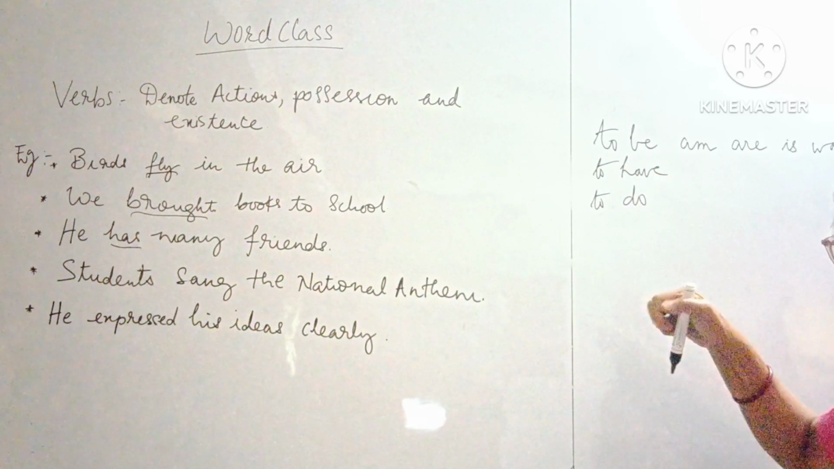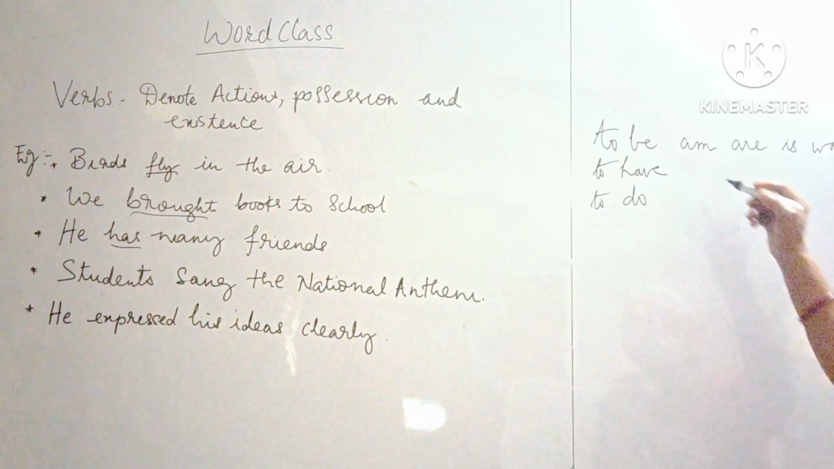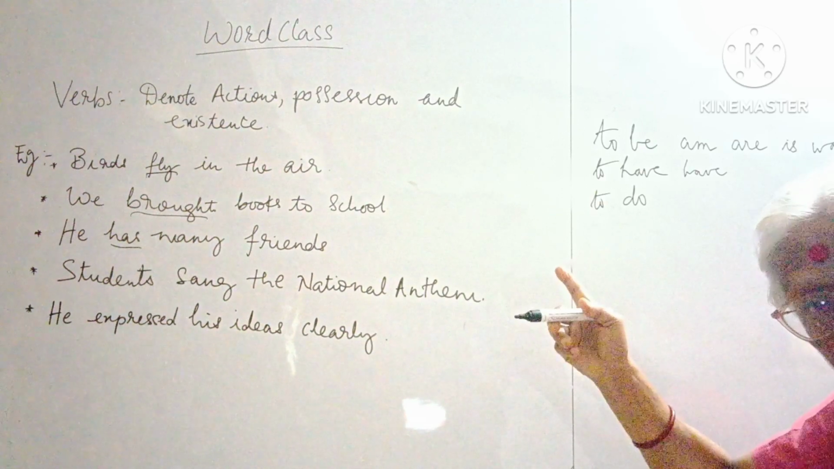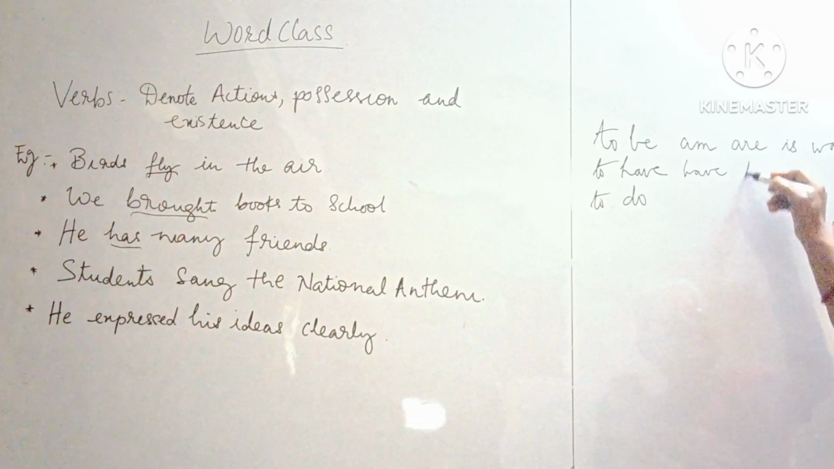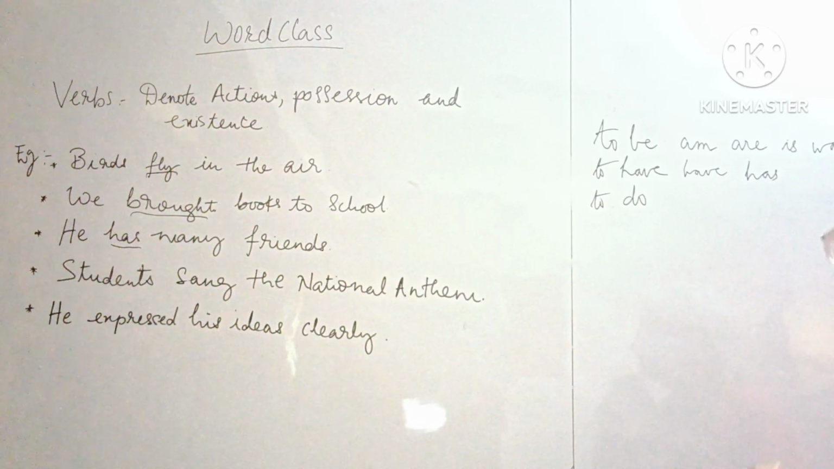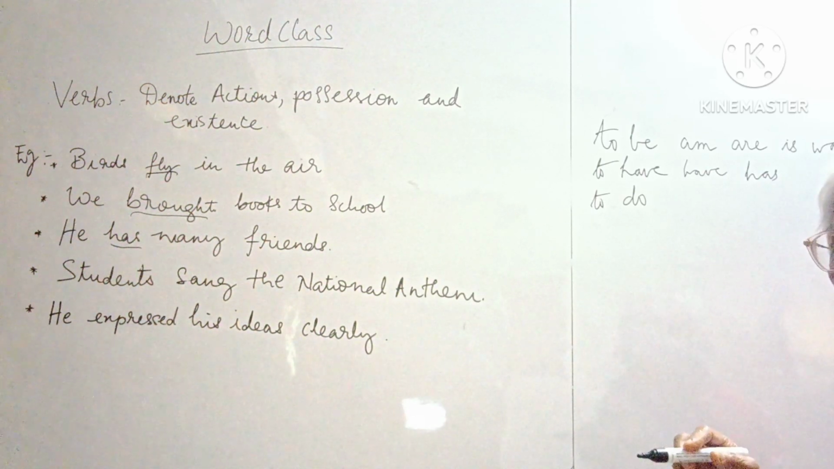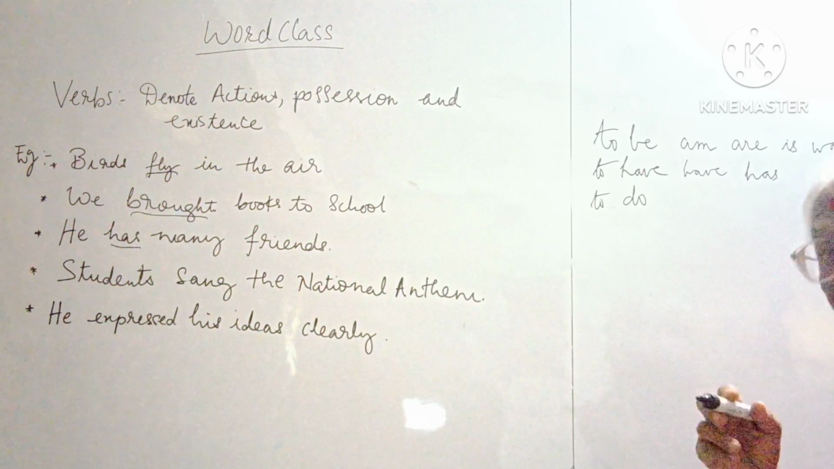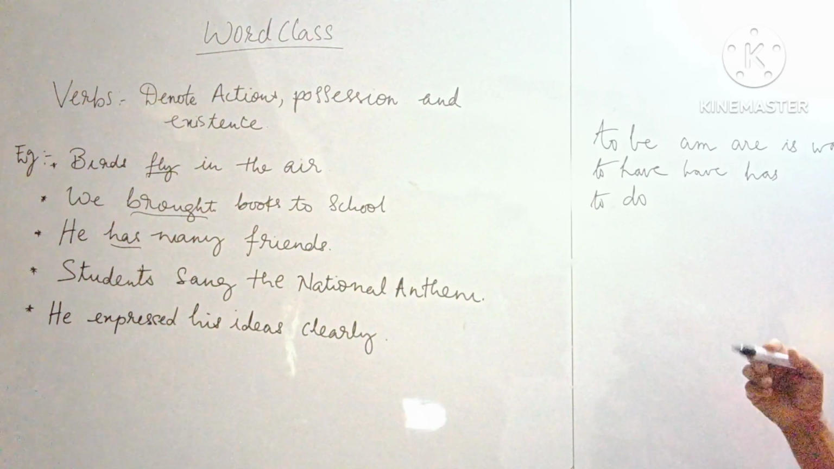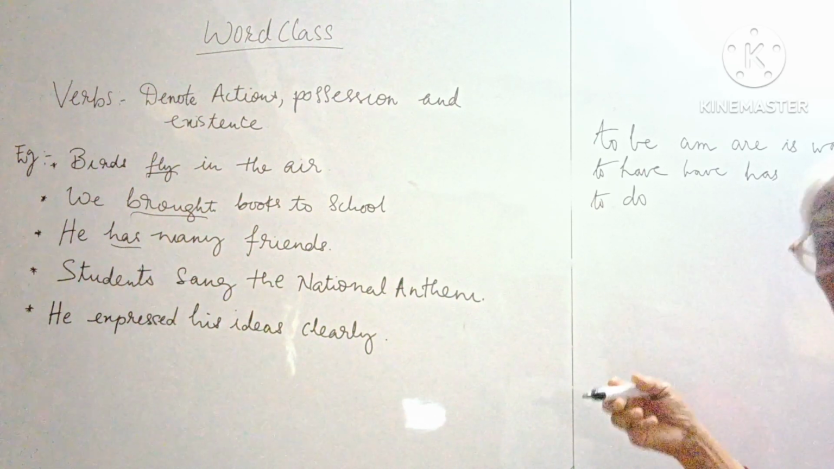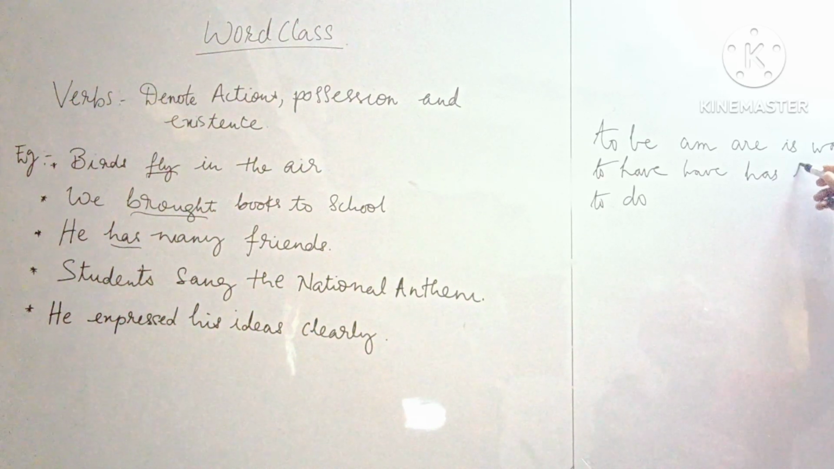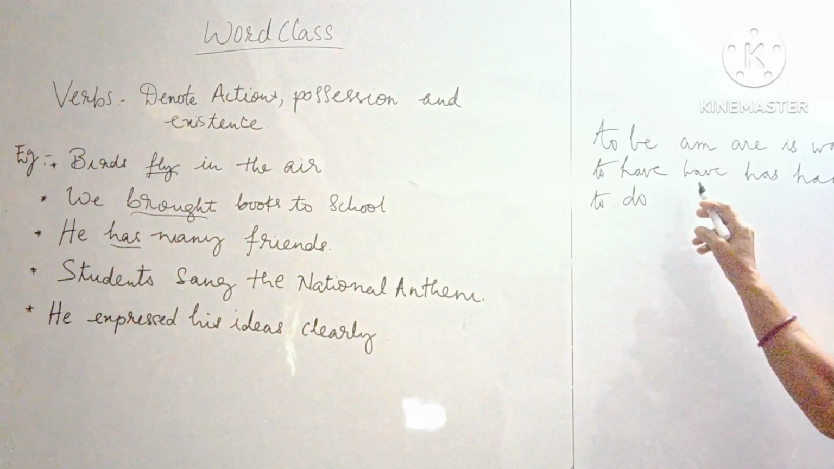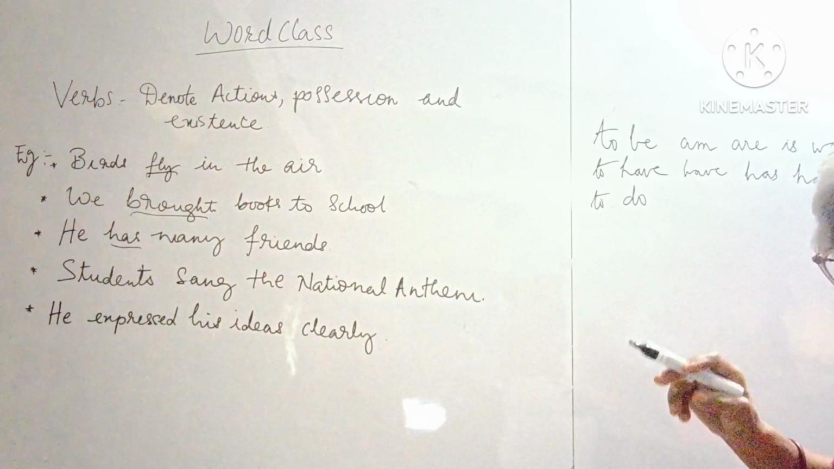Now we have to have. So I have a book, have. He has a book, has. With he we use has. With I we use have. And of course if you have the past tense, then I had, he had, she had, had. This is the way it depends on the tense of the verb.